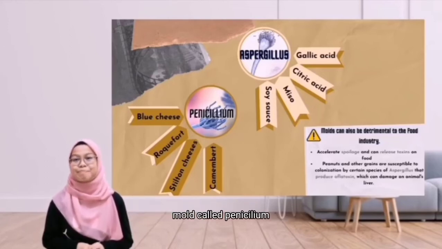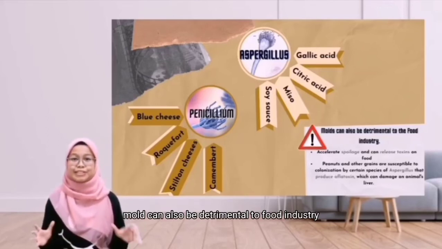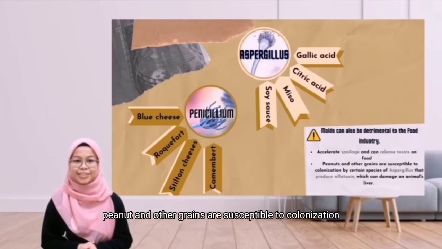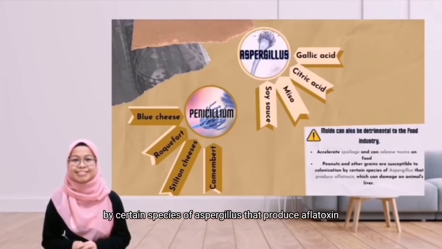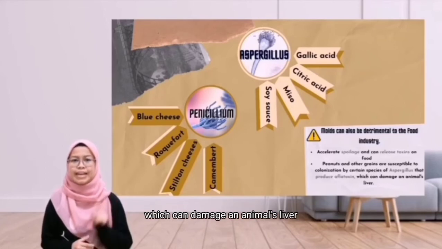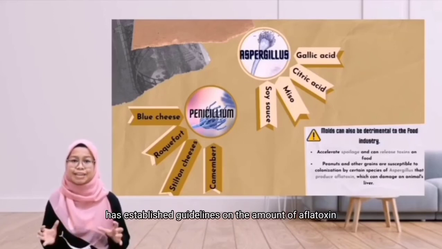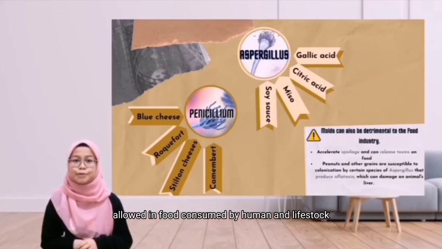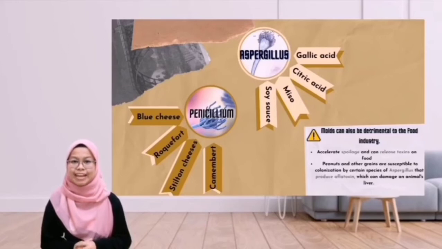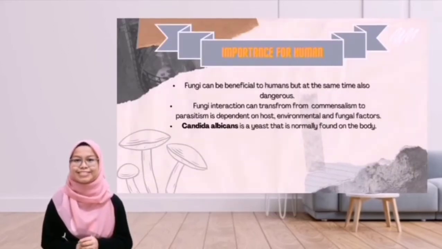of a mold called Penicillium. But you need to remember, mold can also be detrimental to the food industry. Peanuts and other grains are susceptible to colonization by certain species of Aspergillus that produce aflatoxin, which can damage an animal's liver. That is why the US FDA has established guidelines on the amount of aflatoxin allowed in food consumed by humans and livestock. Now, let's move to the next topic on fungi importance to humans.